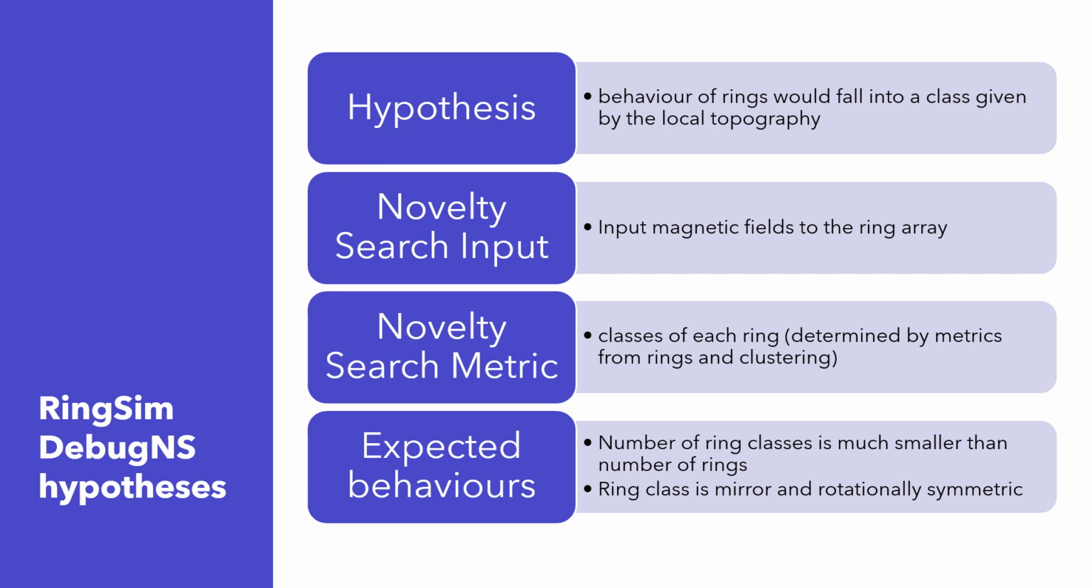searching over different inputs to the ring system, with the outputs being the relative classes of each ring, as determined by metrics from the ring system and clustering. The expected behaviors that were tested were that the number of ring classes was much smaller than the total number of rings, and that the allocation of ring classes was mirror and rotationally symmetric. That is, a reverse magnetic field did not affect ring class, and that rings in mirror and rotationally symmetric positions had the same class.